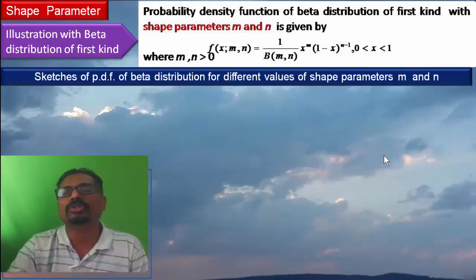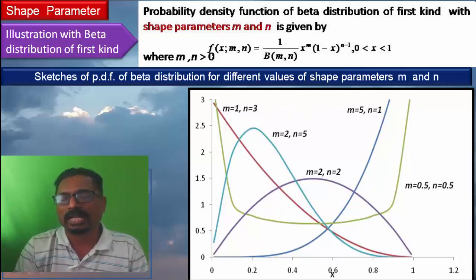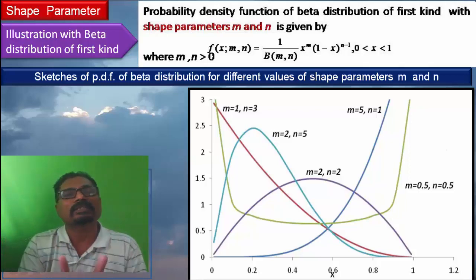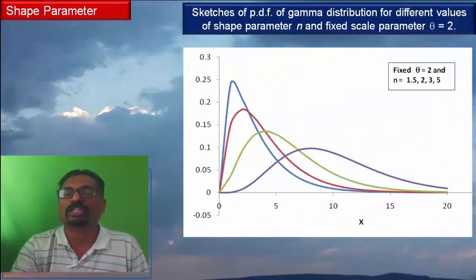If we change both m and n simultaneously, with different pairs of m and n values, then you can see that the shapes of all these curves are different, which means the shape parameter affects the general shape of the distribution. We take another example, the gamma distribution. Here in the gamma distribution, n is the shape parameter, and if we change the shape parameter, again you can see that this is a positively skewed distribution, and it goes to near symmetric when we change the shape parameter. Okay.